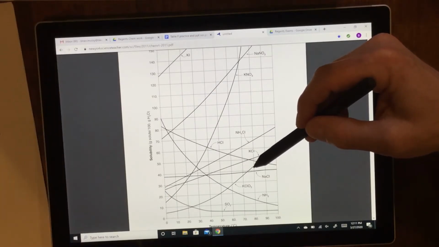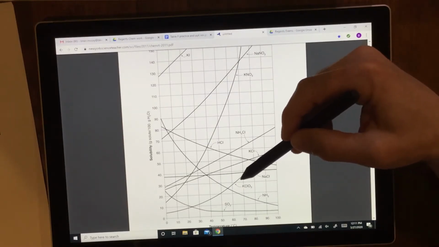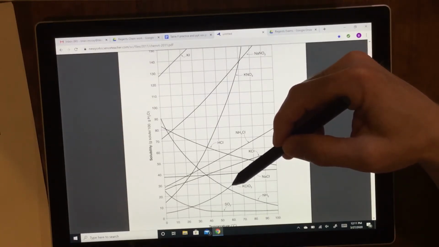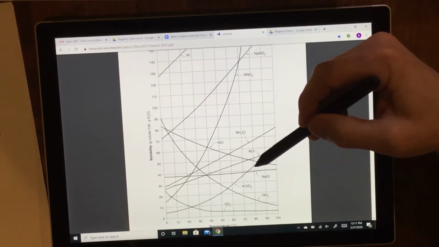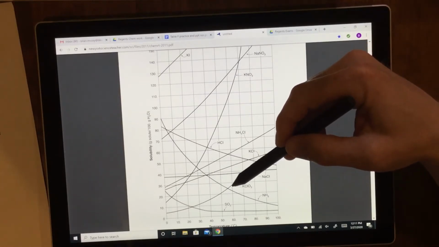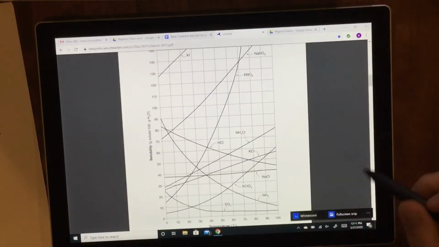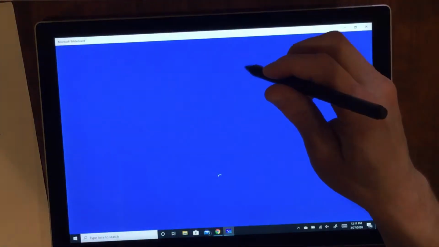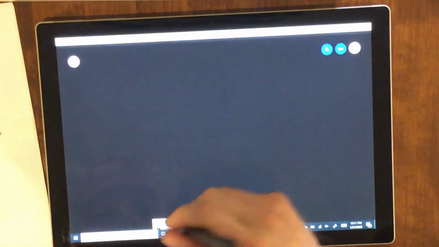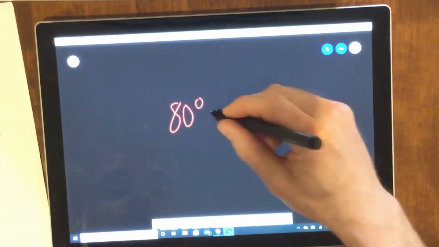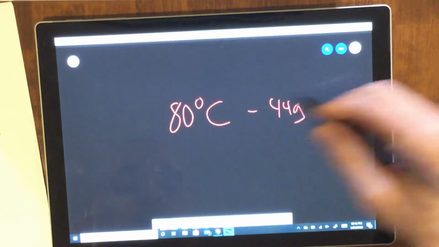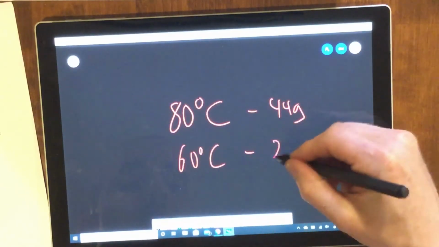And then we cool that same solution down to 60 degrees. So 60 degrees, follow that line down, and that's about, I don't know, let's say 28. So at 80 degrees, saturated KClO3 would be 44. We cool it, and the solution can now only hold 28, right? So 80 degrees Celsius, it can hold 44 grams. At 60 degrees Celsius, it can hold 28 grams.